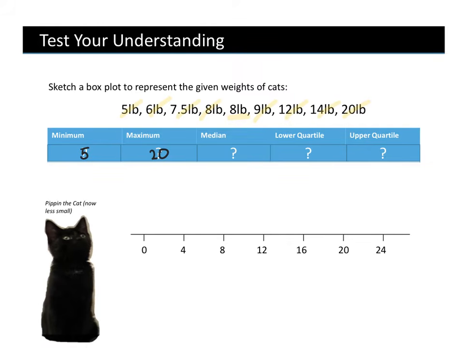Then my lower quartile is the median of the left-hand side. So what I mean is by here, look. So here you'd have 1, 2, and then you'd have 3, 4. So our lower quartile is in between 6 and 7.5, which is in fact 6.75. Then our upper quartile is between 12 and 14, which is in fact 13. Okay, I now need to sketch this. So my minimum is 5, my maximum is 20, my median is 8, my lower quartile is 6.75, and my upper quartile is 13.